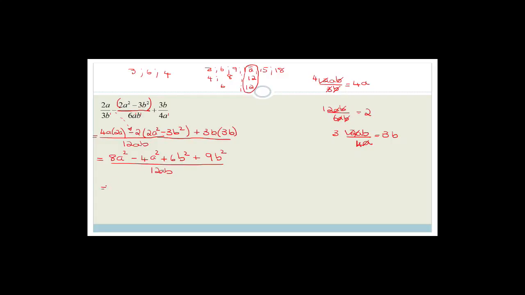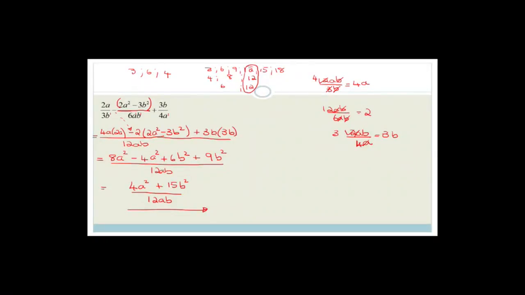Right, so now we need to add up our like terms. So 8a squared minus 4a squared gives me 4a squared, plus 6b squared plus 9b squared is 15b squared, all over 12ab. And that is the answer. There's nothing more that we can do there. If this had been a 16 and this had been a minus, then we would have the difference of two squares, but it's not. So we are done.